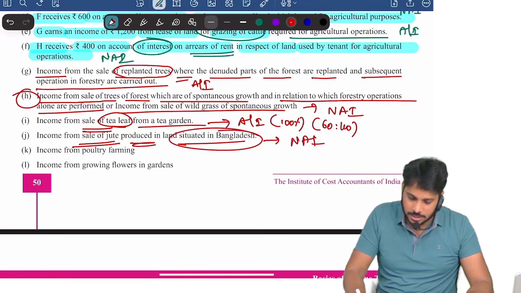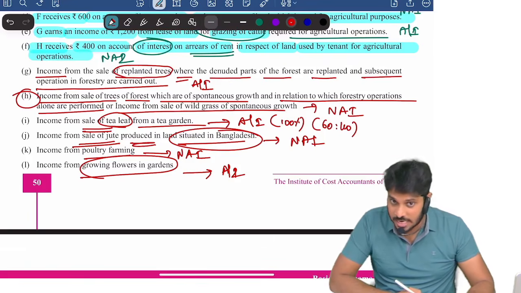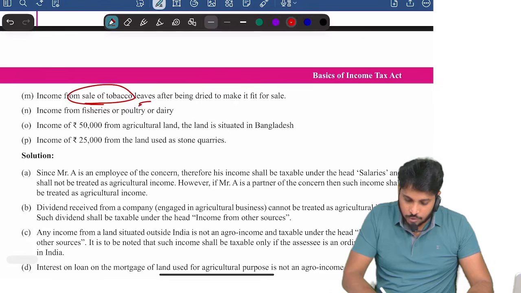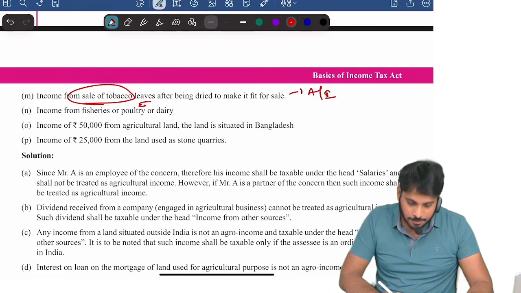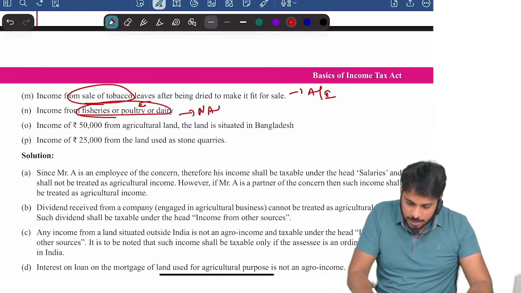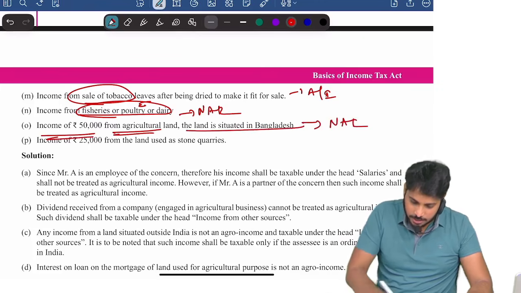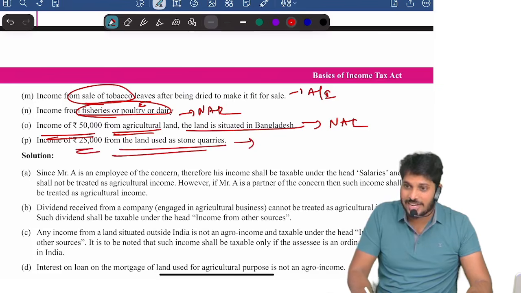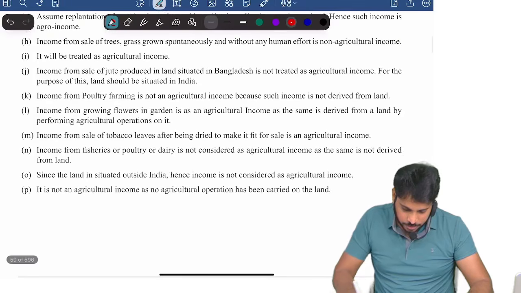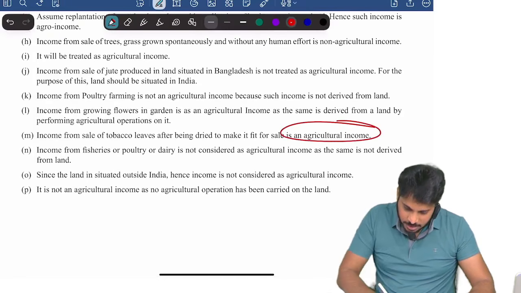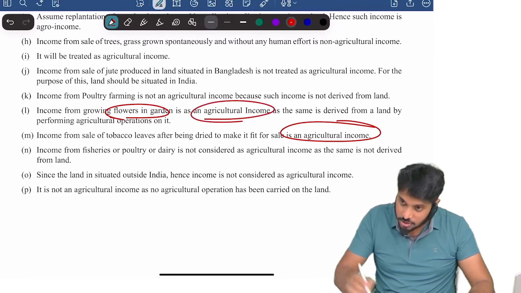Fully non-agriculture income. Poultry farming, non-agriculture income. Growing flowers in garden, yes, agriculture income. Flowers are agriculture. Then income from sale of tobacco leaves, yes, agriculture income. Tobacco is an agriculture produce. Then fisheries and poultry, non-agriculture income. Income of 50,000 from agriculture land situated in Bangladesh, again non-agriculture income. Income of 25,000 from land used as quarries, quarries is again non-agriculture income. Now the tobacco point, you see, agriculture income. Correct? Flower gardens is also agriculture income.